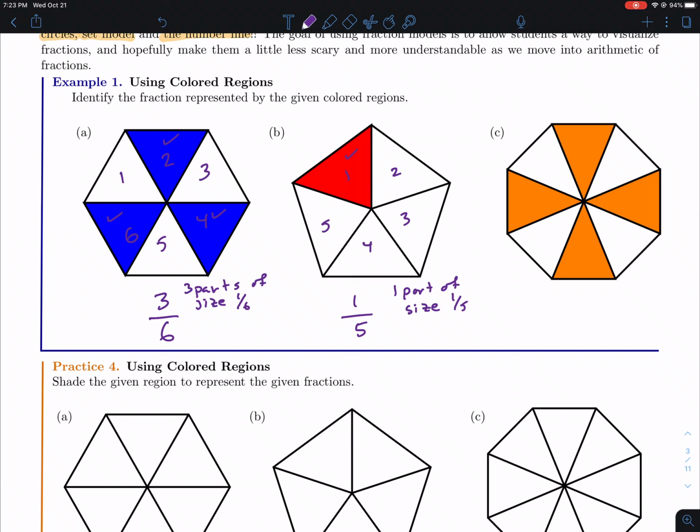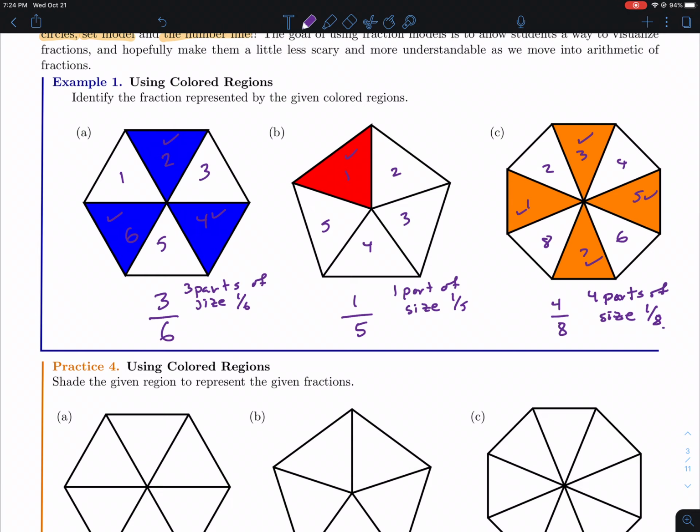All right. So lastly, I've got an octagon, it looks like in this case, so an 8-sided figure. So again, let's count the regions. It has 8 sides, so it has 8 regions on the inside. And then how many of them are shaded? So 1, 2, 3, 4. So I've got 4 that are shaded. So again, in words, this would look like 4 parts of size 1/8 in this case.